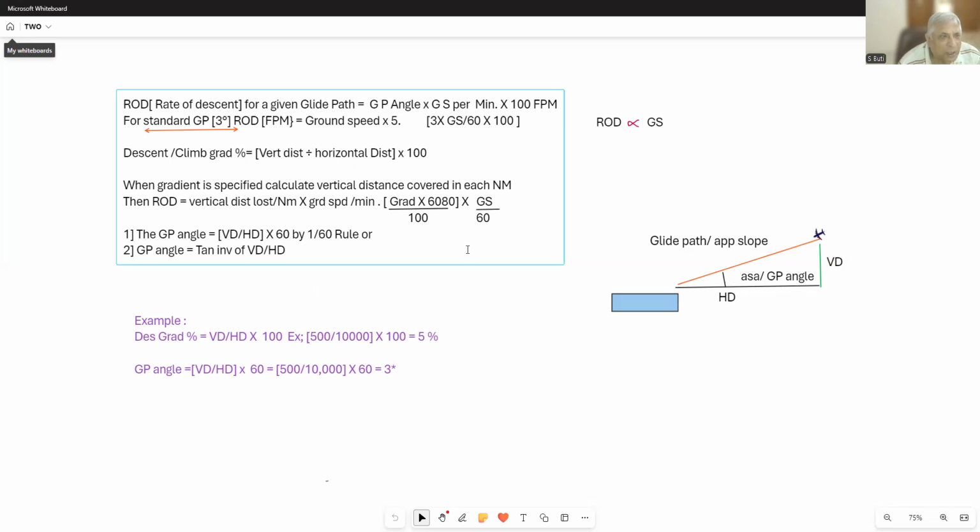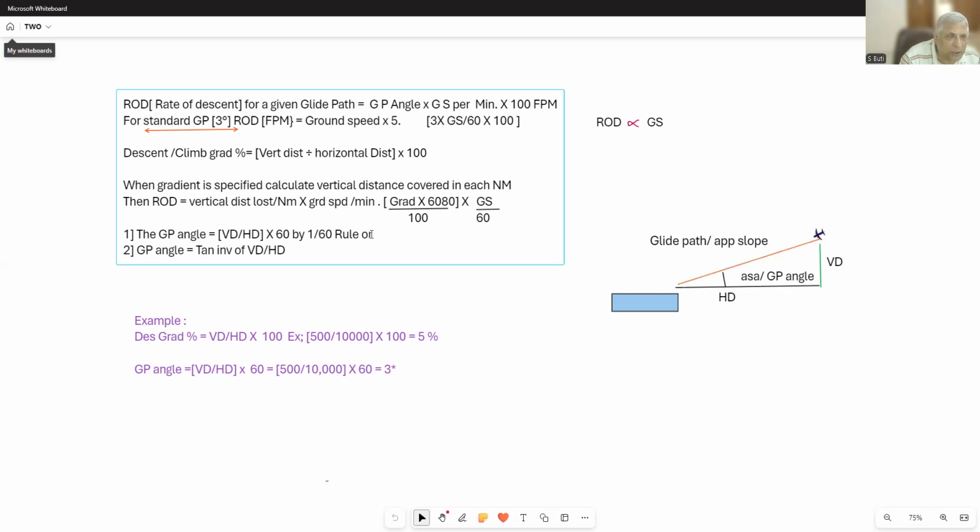Next. If the glide path angle is not given to you and there is a question in the examination, can you give me the glide path angle? Then he'll give you a particular vertical distance you have to lose in a particular horizontal distance. So vertical distance by horizontal distance into 60. Remember the 1 in 60 rule. Then that will be your glide path angle.